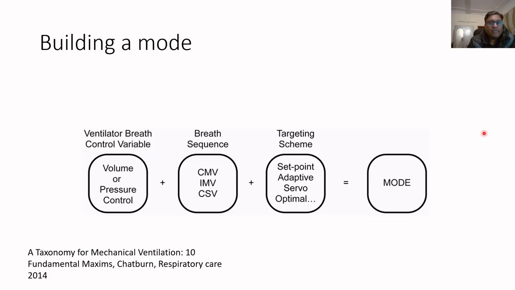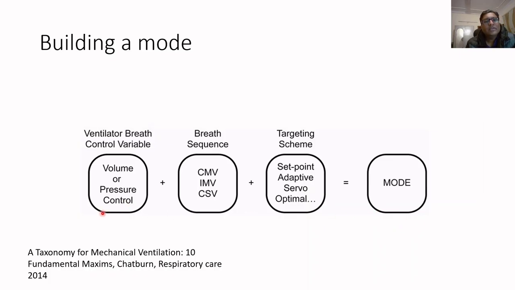So, the basic thing, we have the ventilator breath control variable. What we mean by this is, as per the equation of motion, it's quite clear, it's very basic, that at one time the ventilator can control only one part of the equation of motion, either volume or pressure. Then the second part is the breath sequence. There are three types: continuous mandatory ventilation, intermittent mandatory ventilation, and continuous spontaneous ventilation. And then we have various targeting schemes: set-point, adaptive, servo, optimal, intelligent. All of these combined together give a mode.